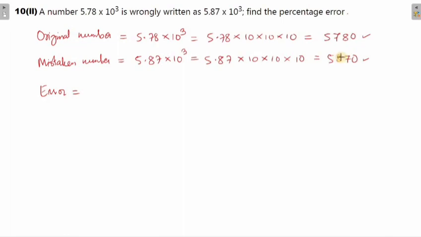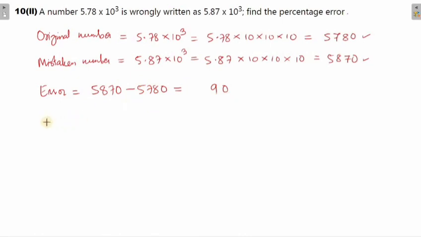See, error means by how much, or what is the difference, that is called your error. Here you see the mistaken number is bigger, so let me write the mistaken number first. So we have 5870 minus the original number, 5780. Let's subtract. 0 minus 0 is 0, 7 minus 8 not possible, so 17 minus 8 is 9. 8 becomes 7, 7 minus 7 is 0, 5 minus 5 is also 0. So the error turns out to be 90 here.